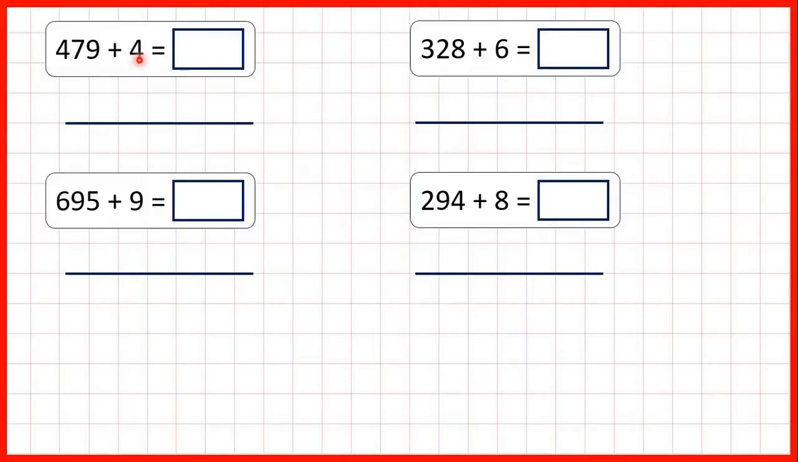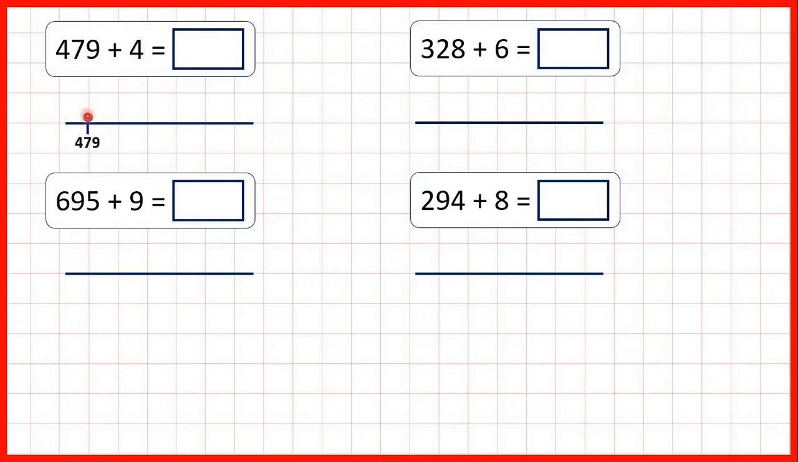Now we need to add a single digit number to a 3-digit number, and we're going to do this on a number line using bridging. That means we're going to add however many we need to get to the next multiple of 10, so to a number that ends in a 0, then we're going to add the rest. First we have 479 plus 4.